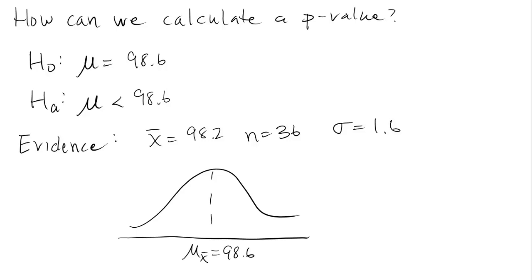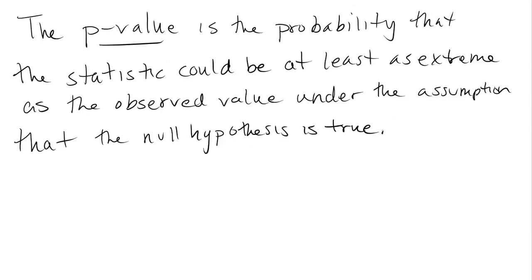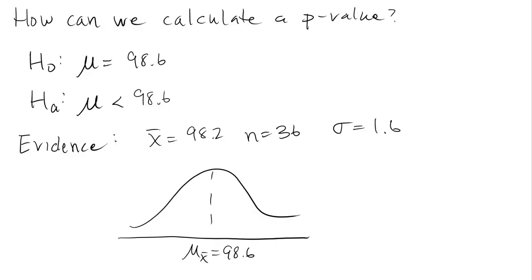So we pretend like the null hypothesis is true, and we calculate the probability that the statistic could be at least as extreme as the one that we saw. So we saw a sample mean of 98.2. So we would go over to 98.2, and we would measure the probability that it's at least that extreme. Now, what do we mean by extreme? We mean as extreme in the direction of the alternative hypothesis. The alternative hypothesis is the claim that it's less than 98.6, and so we go less than that. And that area would be our p-value.